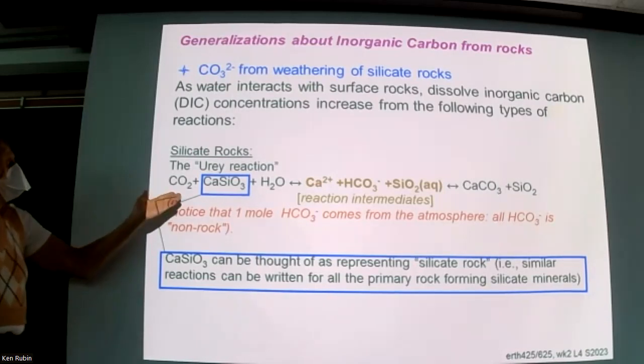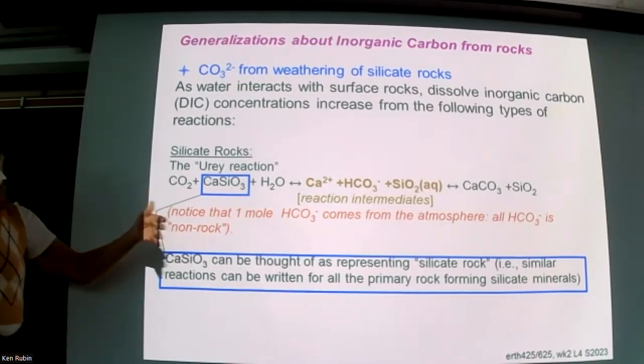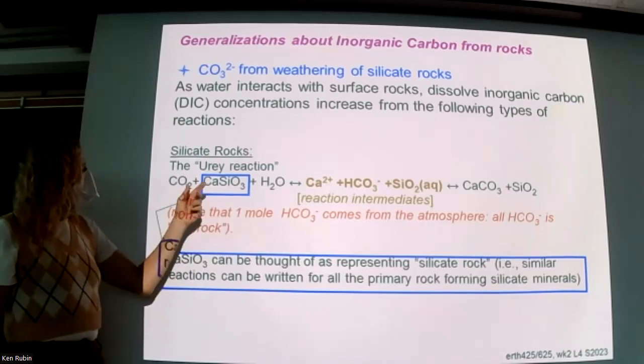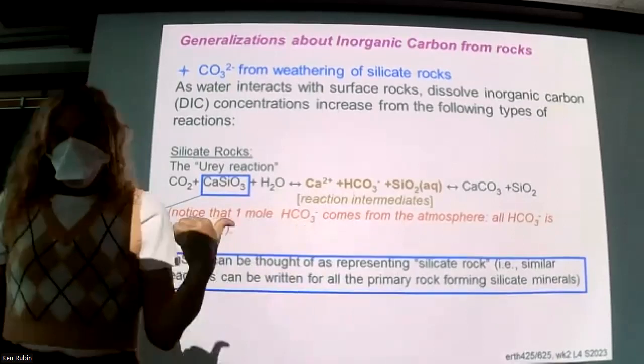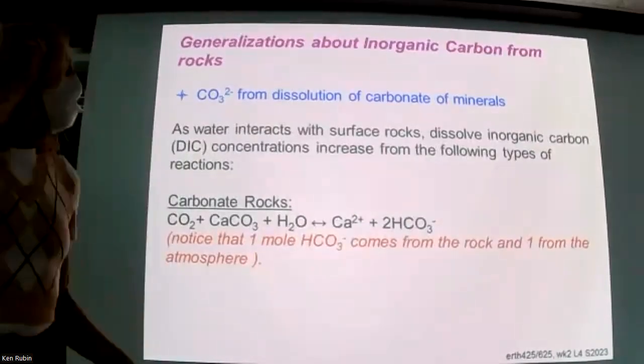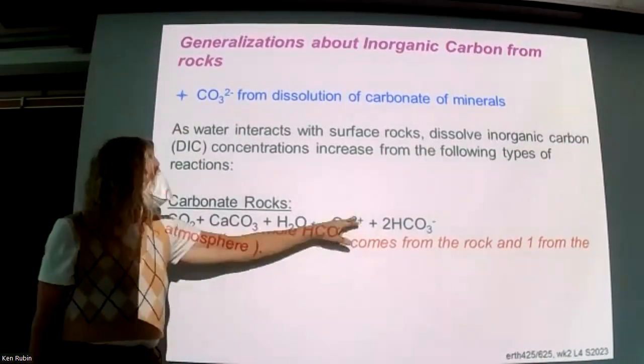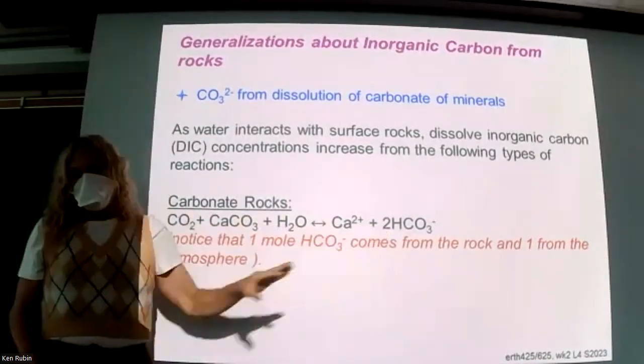And so for instance, in this case, we would look at the stoichiometry, right? In this reaction, for every mole of calcium, we get a mole of bicarbonate. We go back to the previous page. For every mole of calcium that shows up in our solution, we get 2 moles of bicarbonate. So there's a difference there.